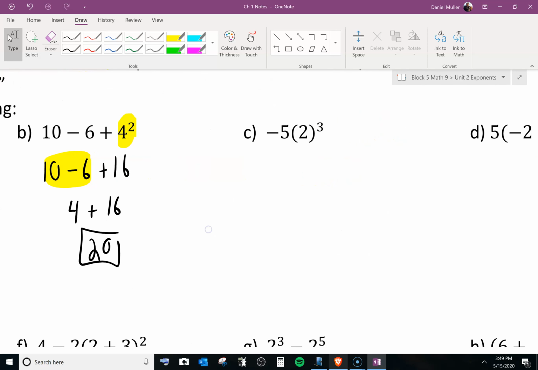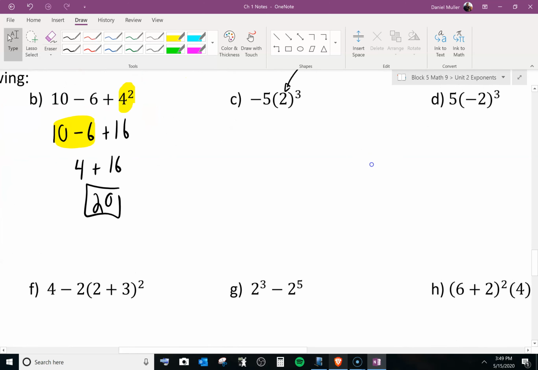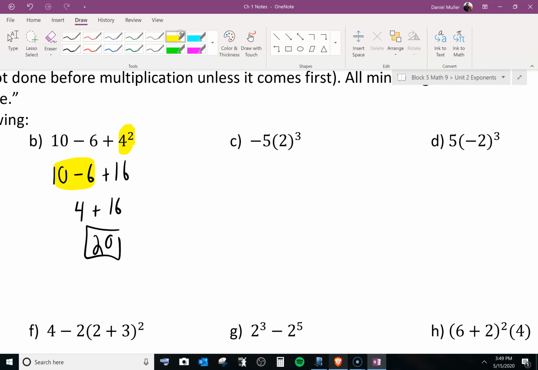So let's look at the next one. Some of you guys might be thinking, oh, 5 times 2 is 10. We can't do that. We have to do exponents first. Now, there are brackets here, but there's nothing to do inside the brackets. If you look at F down here, there's something inside the brackets that we have to do first. But there's nothing here, so there's no B, meaning the very first step must be the E, the exponent. So I've got negative 5 times, there's a times here, 2 to the power of 3. That is 2 times 2 times 2, which is 8. And then negative 5 times 8 is negative 40.